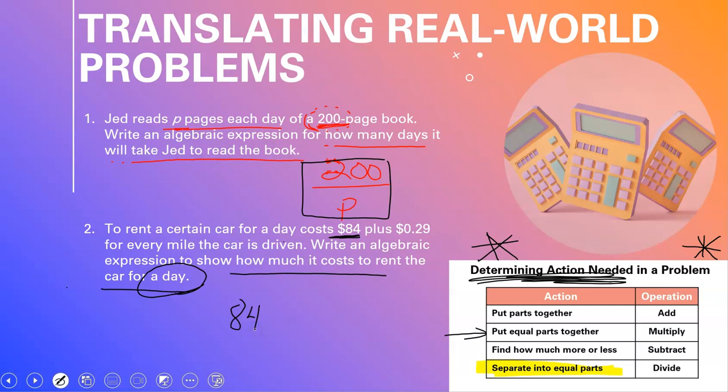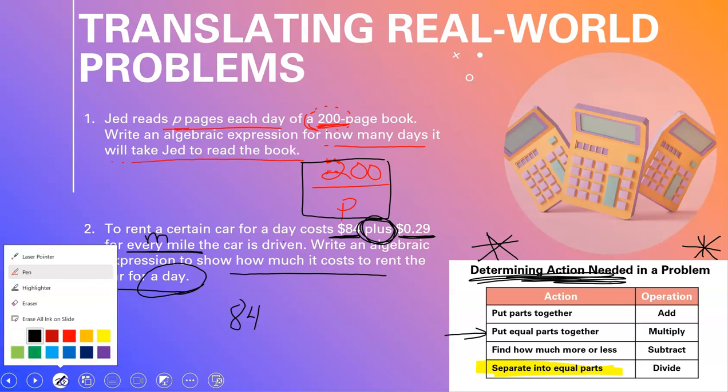Not just the 84, there's also a 29-cent charge. Notice it says plus, there's a key word. We're going to go ahead and circle that. 29 cents for every mile. Do we know how many miles? No, we don't. Okay, so that right there is our unknown. That's our variable. So we're going to just say M for miles. Right? So 29 cents every single mile.